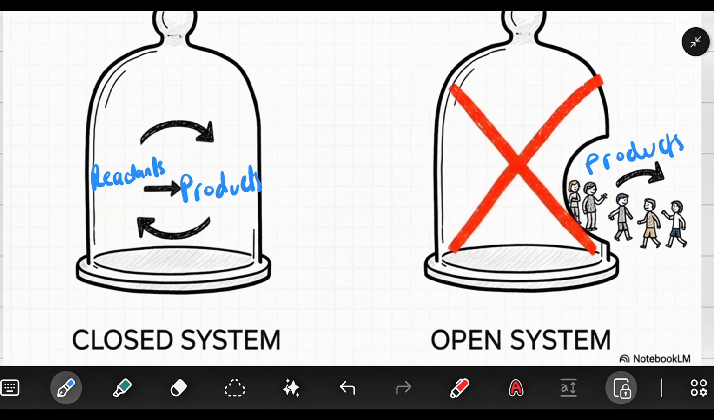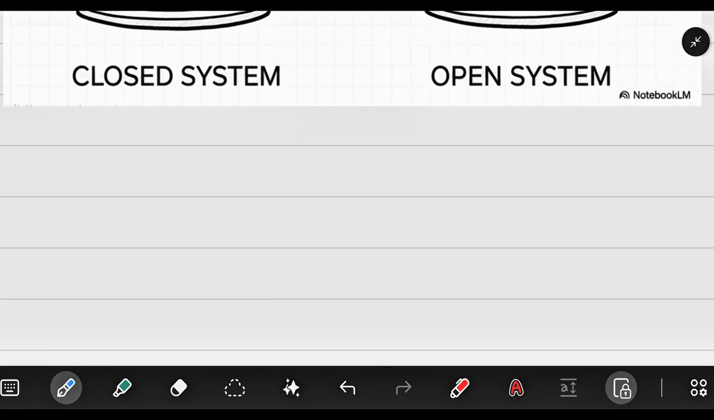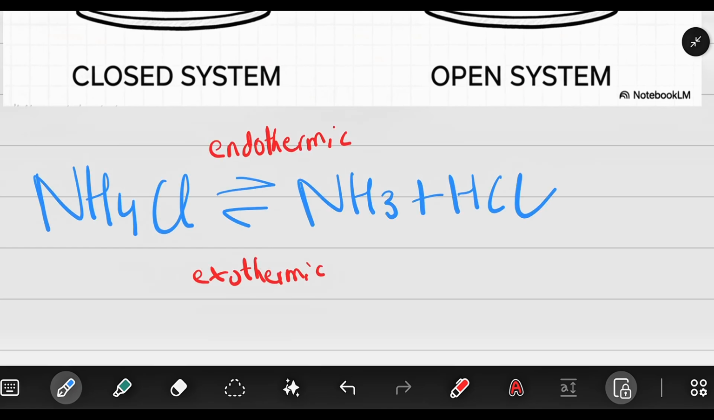Right, now that this is clear, the last thing that we need to cover is that reversible reactions are always exothermic in one direction and endothermic in the other direction, like so. As you can see over here, in the forward reaction, this chemical reaction is endothermic because decomposition is happening.